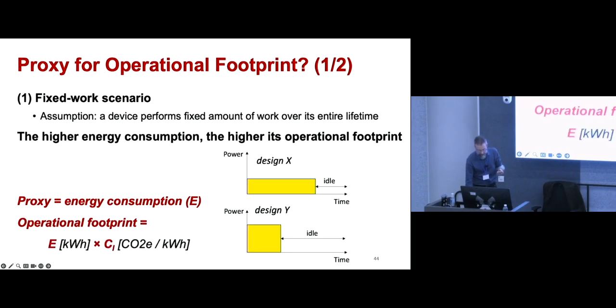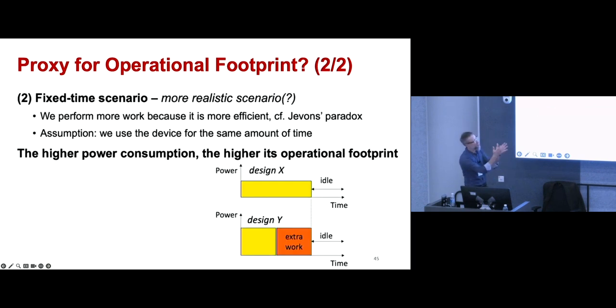But if you have a more efficient design, if you come up with a more efficient processor, then this processor can do more work. And that's effectively what we see. It's a sort of a result of a rebound effect, a result of Jevons paradox. And what if we just assume that we will take on more work, but use the device for the same amount of time? And this is what I call a fixed time scenario.